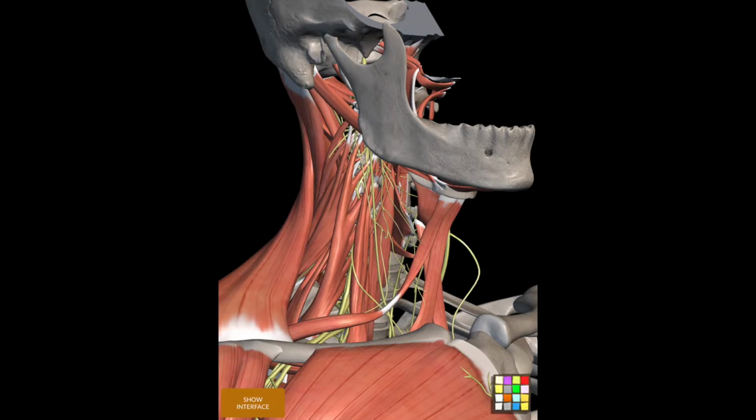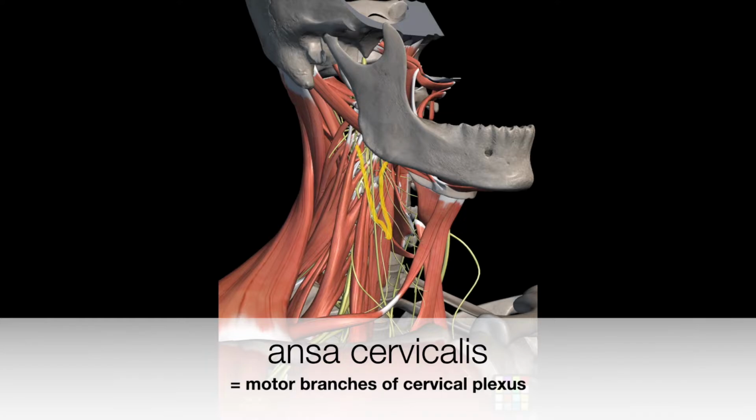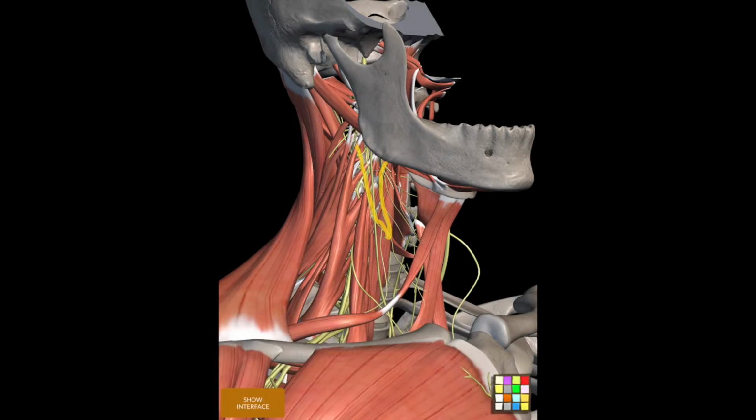And if you look carefully, you can see that one of these neurological structures is arranged in a loop like this. And these are the motor branches of the cervical plexus, and they're always arranged in this loop, which is known as the ansa cervicalis. Ansa is Latin or Greek for loop, and the motor branches supply the infrahyoid muscles, which we'll have a look at shortly. I'll just remove the scribblings and highlight the nerves with the app.